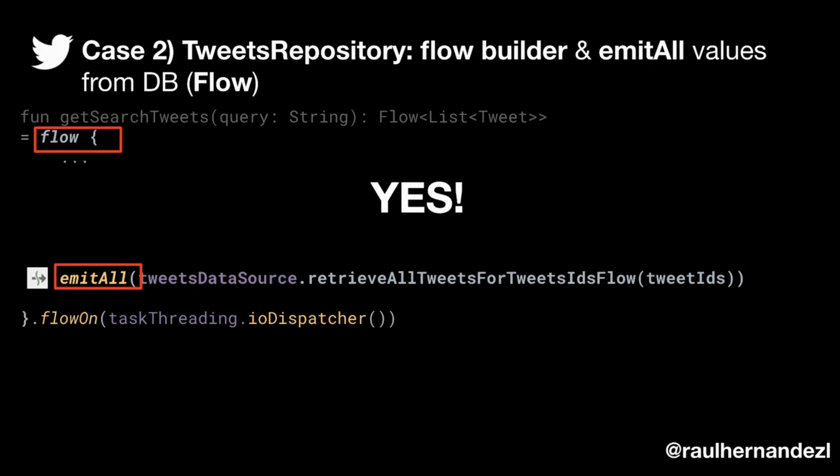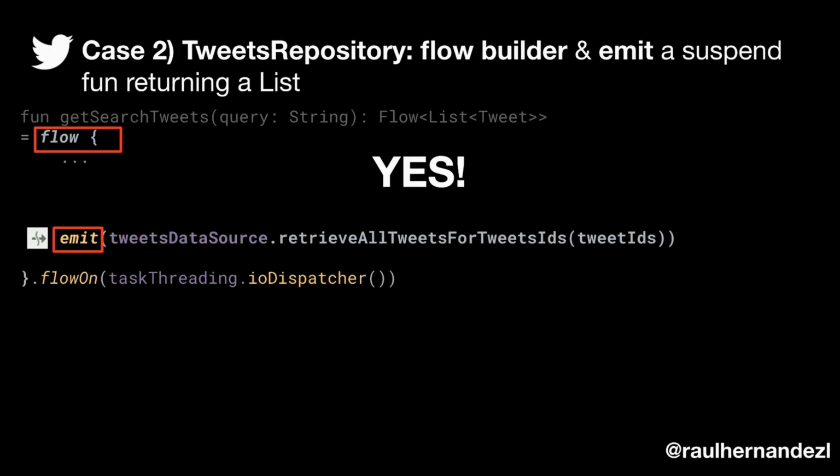This can be a very good case for it. And then the flowOn operator is super handy because it's going to make sure that we are allocating this flow builder with anything in the input-output dispatcher. Then another case could be just emitting once and then having a suspend function inside that.